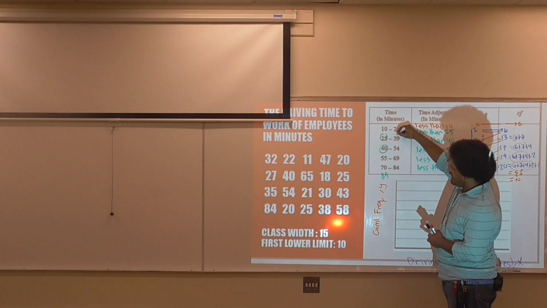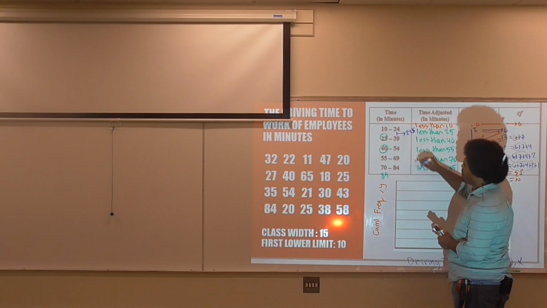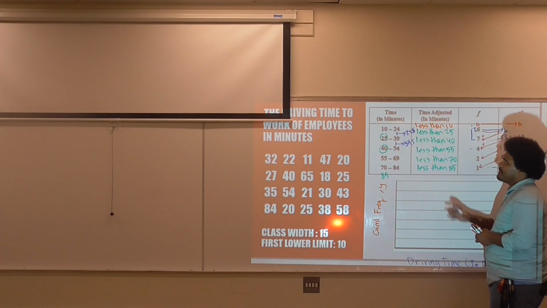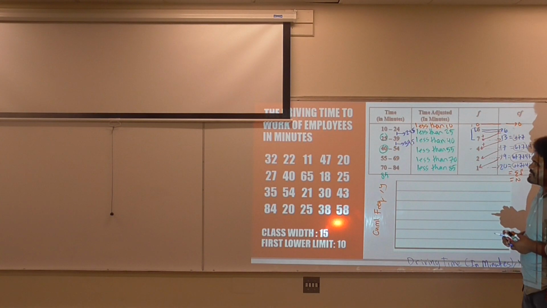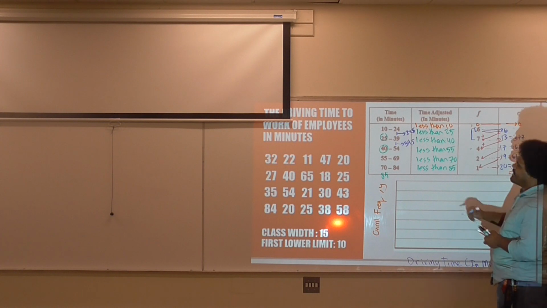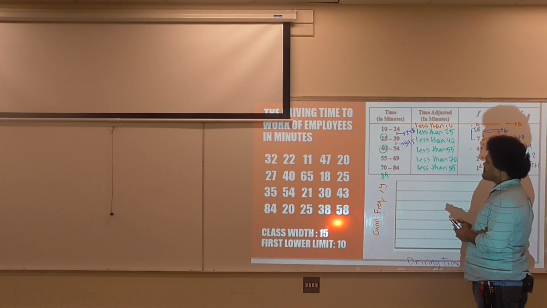So when I get the midpoint of these guys, we know that's going to be 24.5. And we're going to repeat the process over here. The midpoint to this guy is going to be 39.5. And you can find the boundary points pretty simply just by looking at the lower limits. Pretty awesome. And we'll see that.